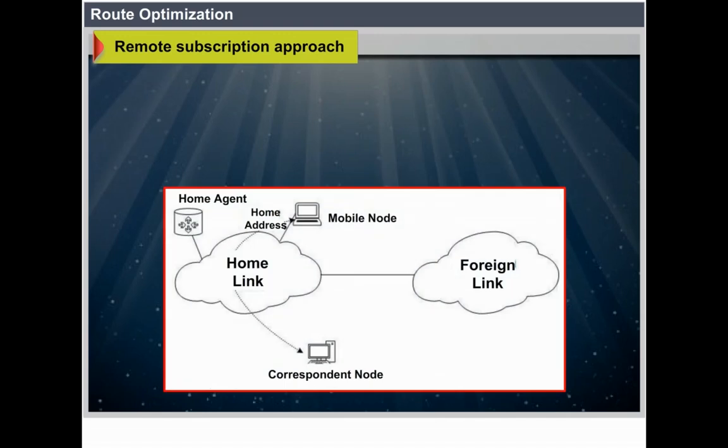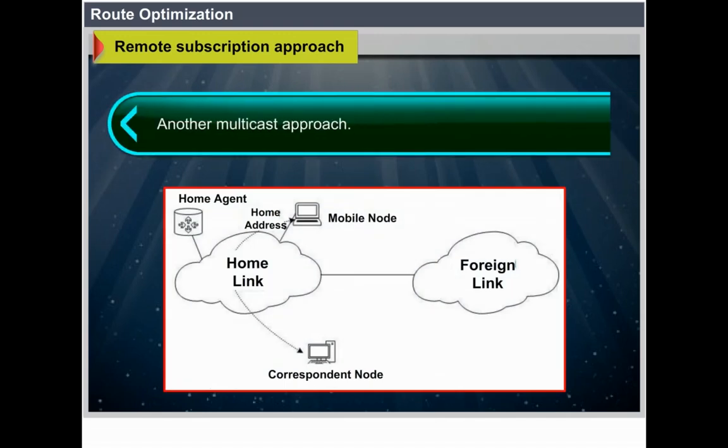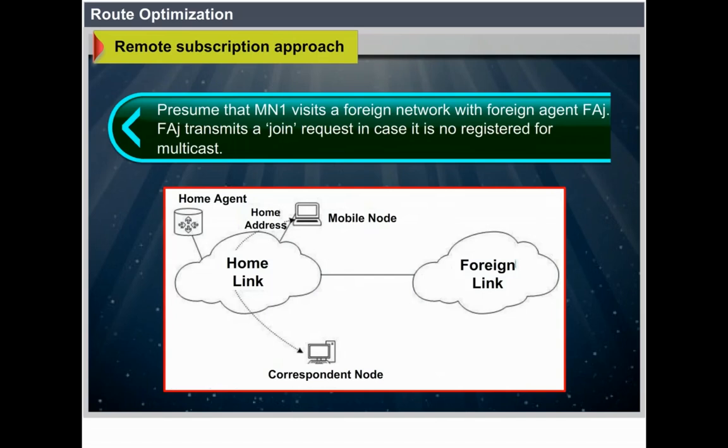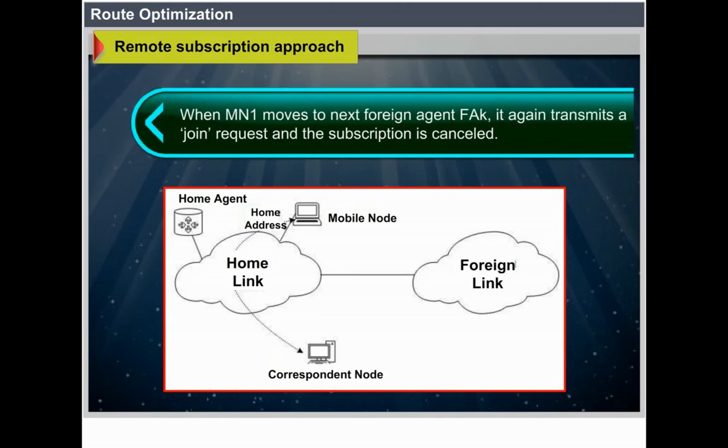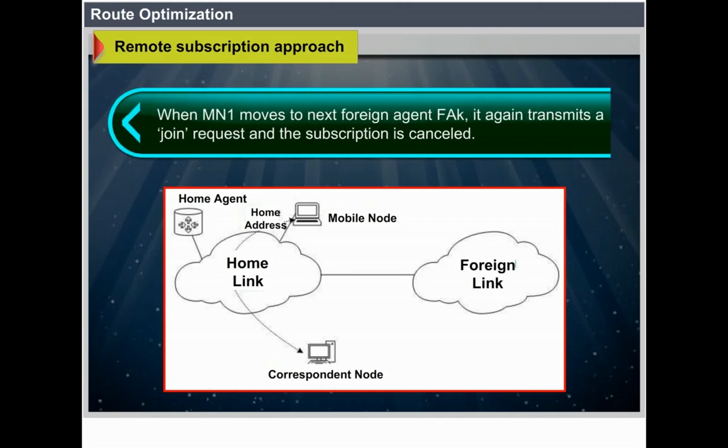Remote subscription approach. Another multicast approach. Assume that MNL visits a foreign network with foreign agent FAJ. FAJ transmits a join request in case it is not registered for multicast. Advantage is that there is no duplication of multicast IP packets and IP packets reach through an optimal shortest path. When MNL moves to the next foreign agent FAK, it again transmits a join request and the subscription is cancelled.